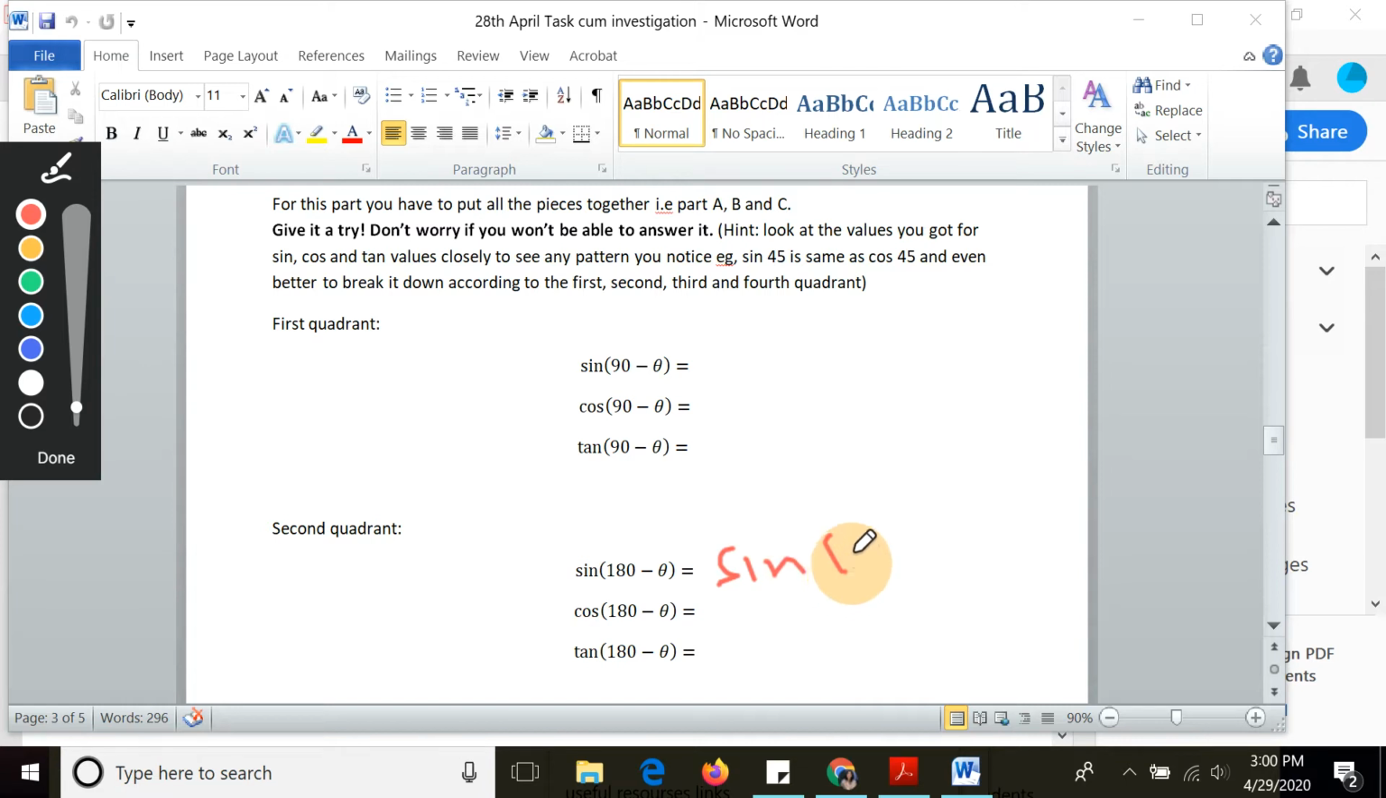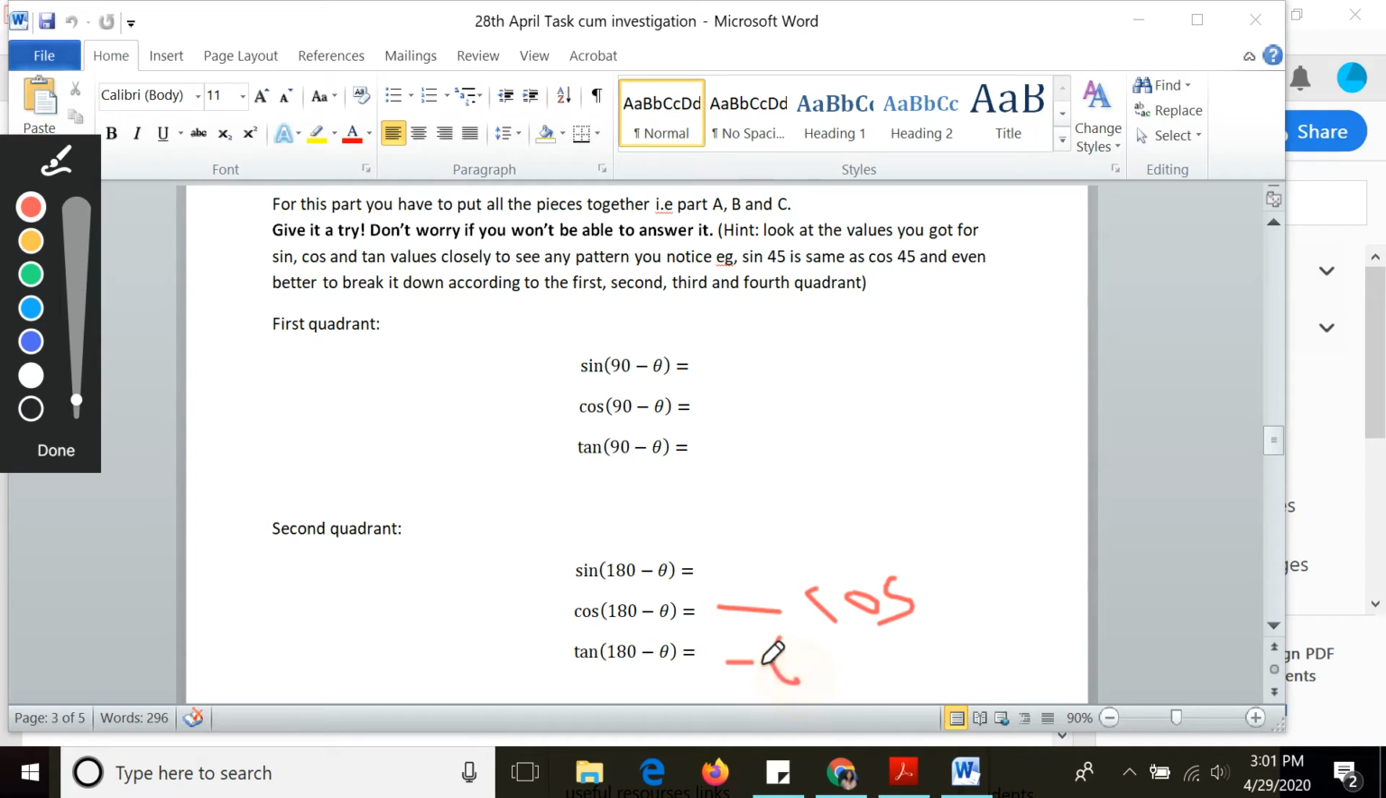And it's positive because in second quadrant, you know that sine was positive. Cos 180 minus theta is in second quadrant and it is negative. So this will be minus cos theta. So it is minus cos theta. I'm not writing all of it. And here this will be minus tan theta. So tan 180 minus theta is also in second quadrant. And if you remember, sine was the only thing which was positive in second quadrant. So this is 180 minus theta.